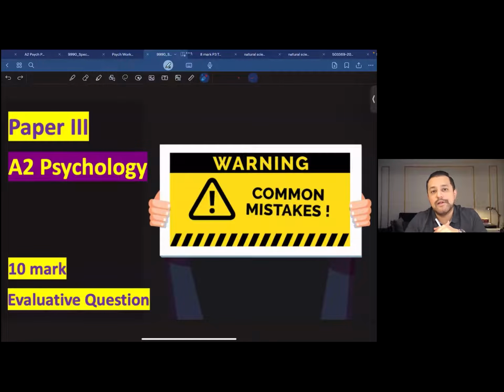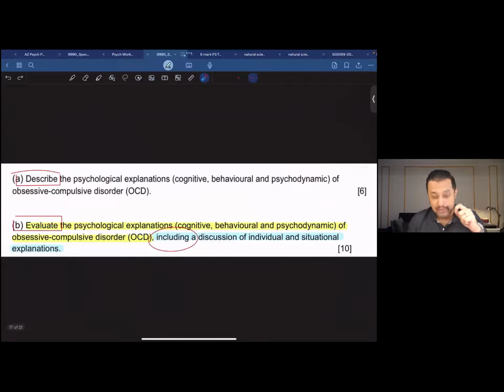Hello, everyone. Let's discuss a few common mistakes that are made by students while answering a 10-mark evaluative question in paper 3. Now, if we speak about an evaluative question, this question over here reads, evaluate the psychological explanation, that is cognitive, behavioral, and psychodynamic, of obsessive compulsive disorder.